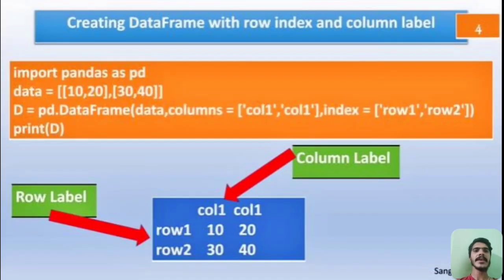Next, creating the DataFrame with row index and column label. Import pandas as pd. Data is 10, 20, 30, 40, and d equal to pd.DataFrame. In this DataFrame, data, columns is column 1, and index is row 1, row 2. Lastly, print d.